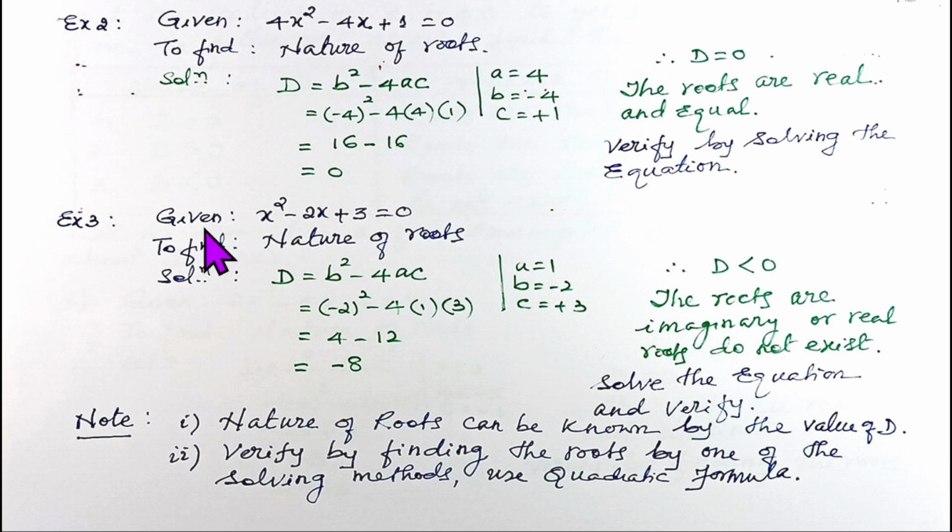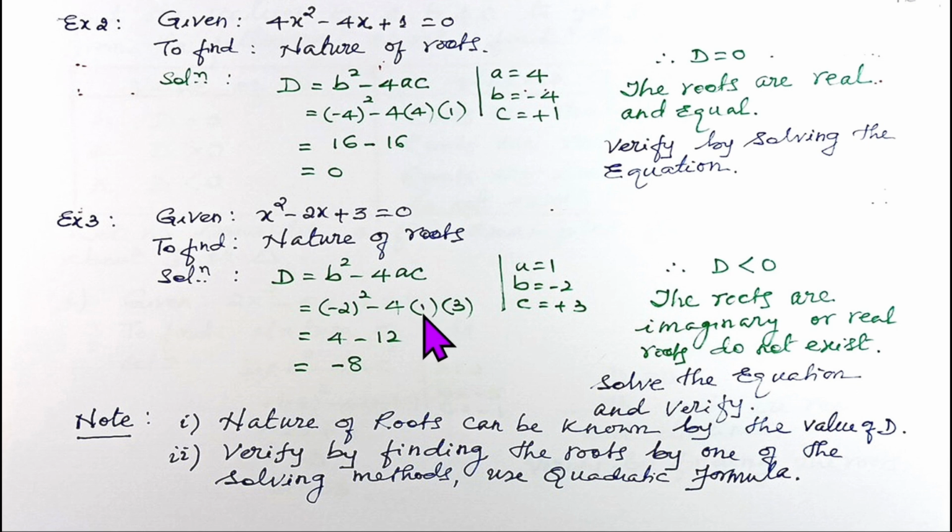Now the third one is, given x square minus 2x plus 3 equal to 0, we have to find the nature of roots. Find the values of a, b, c, and substitute in D is equal to b square minus 4ac. We get D is equal to minus 8, which is less than 0. Therefore the roots are imaginary, or the roots do not exist. We can solve this equation by one of the methods and verify.